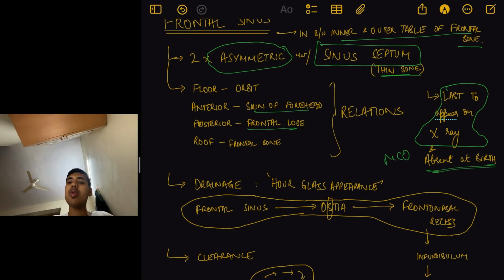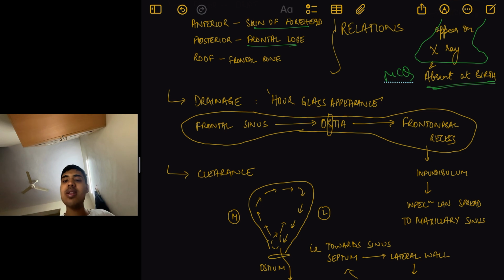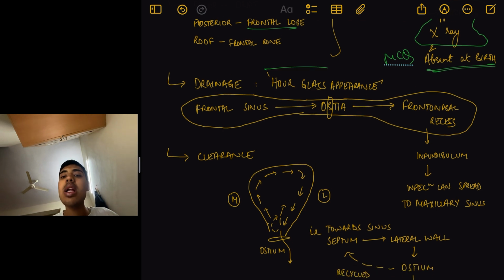Could be an MCQ question. The last sinus to appear on X-ray and absent at birth is frontal sinus. The first to appear on X-ray and present at birth is maxillary sinus. Now, the drainage of frontal sinus has a special hourglass appearance. That is because from the frontal sinus, it is drained into the sinus ostia. Then the sinus ostia further goes into a frontonasal duct or the frontonasal recess, which is again wide.